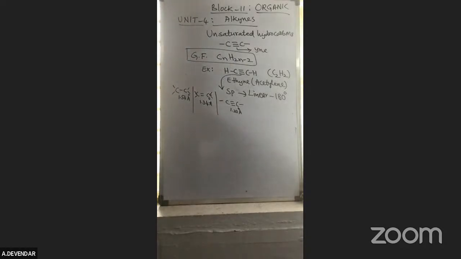Now coming to the preparation of the alkynes. In the general preparations of the alkynes, the first member is acetylene. From your examination point of view, it is a 10 marks question. What is the general preparation?